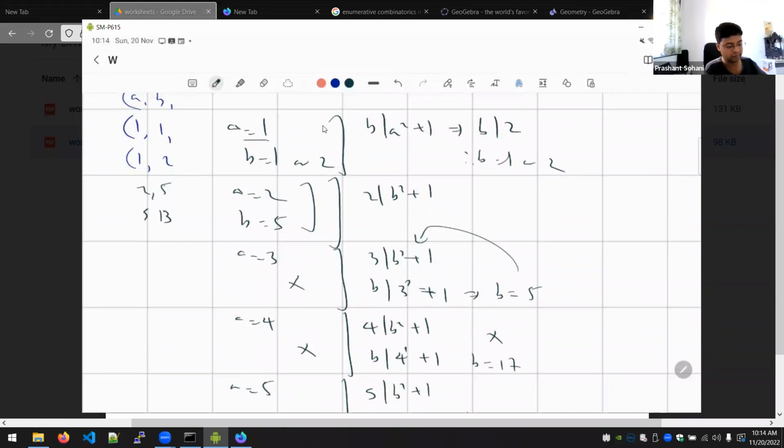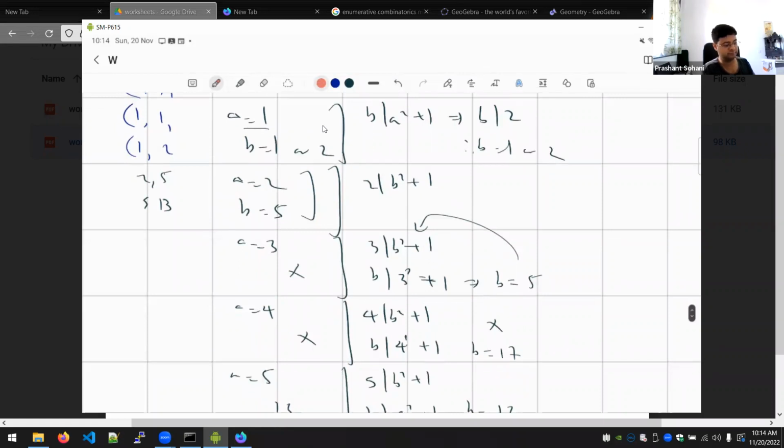1, 2, 5, 13. Do these numbers have anything in common? And also notice something very interesting. The B of the previous solution is the A of the next solution. So 2 continued here, 5 carried over here. So your next guess, instead of trying all the values 6, 7, 8, 9, why don't you try A equal to 13 directly and see what happens?